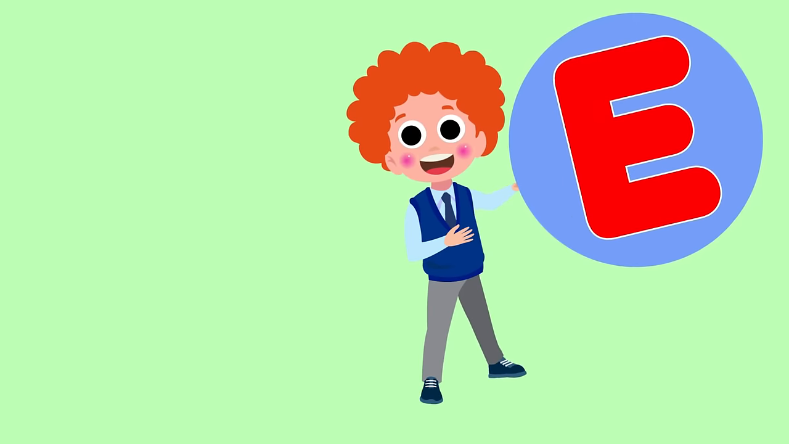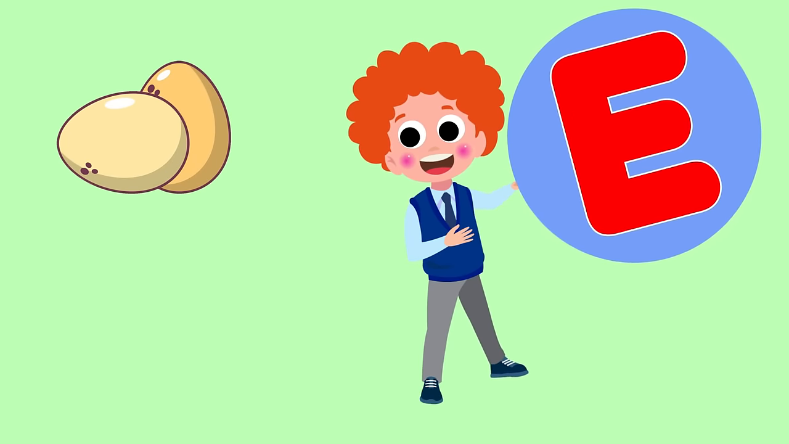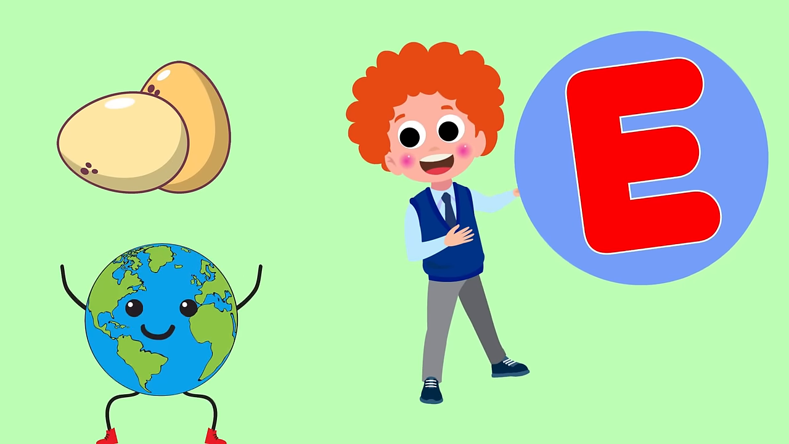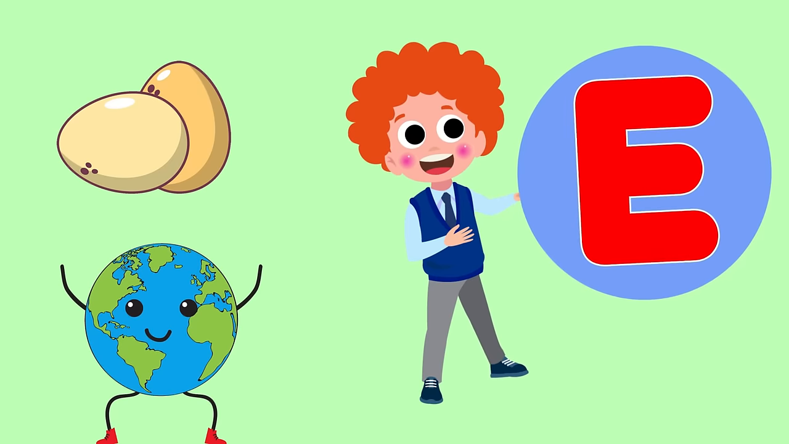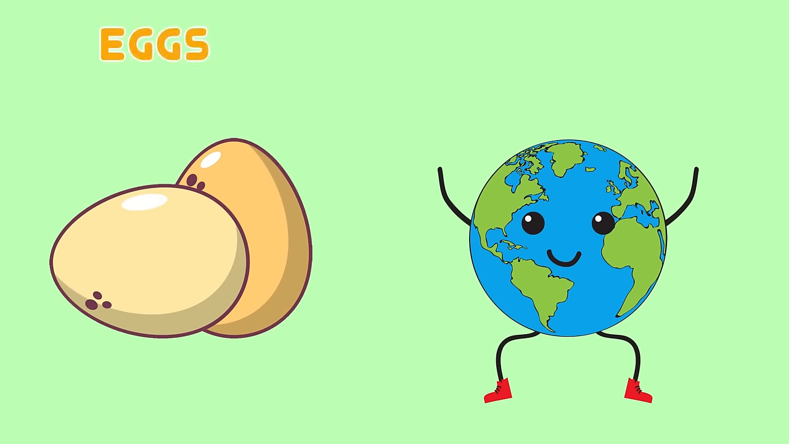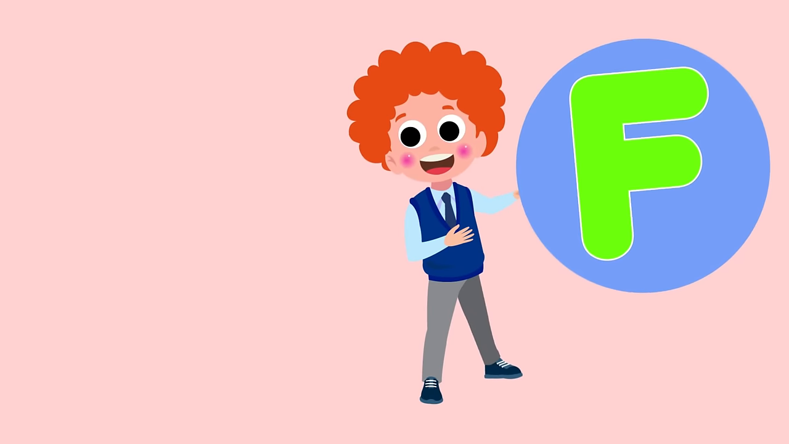E is for eggs. E, eh, eggs. E is for earth. E is for eggs. E is for earth. F is for fan.